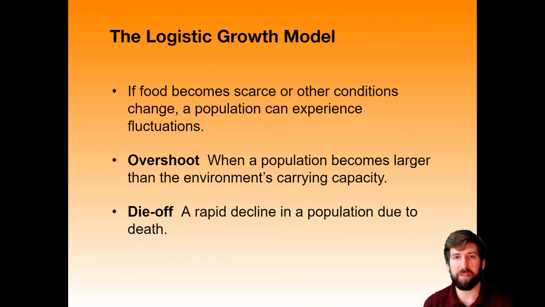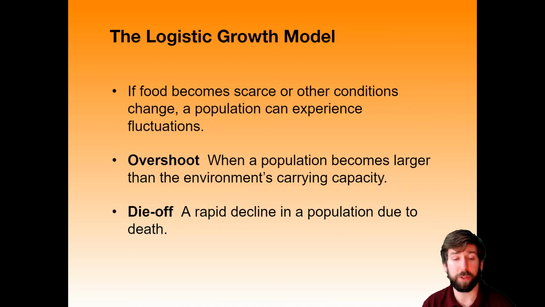But in real life, disturbances occur. So if food becomes scarce or other conditions change, a population can experience fluctuations. For example, you could have a huge hurricane that knocks the population all the way back to an exponential part of their growth where there's a lot of resources, but their population's so low that they can just keep reproducing. So we can see that it doesn't stay exactly on that carrying capacity forever. But the more minor fluctuations we call overshoots and die-offs.